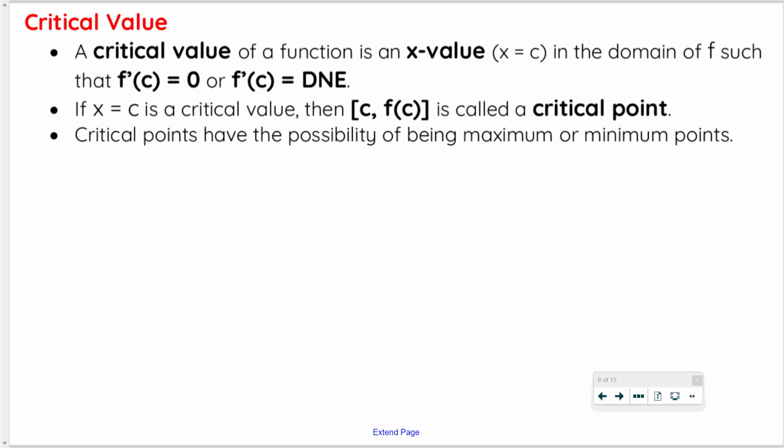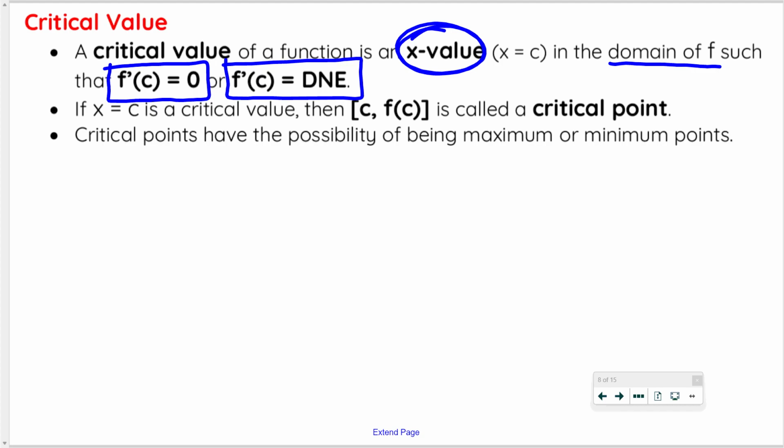Now that we know when it applies, let's look at what we can figure out with it. We can talk about critical values. A critical value, first of all, is an x value. We say x equals c, c for critical value, and it has to be in the domain of f such that the first derivative of the function at that value c is 0, or the first derivative at that c does not exist. If x equals c is a critical value, then we can put that together with the y value, c comma f of c. That is now called a critical point, a point because it has an x and a y. Critical points have the possibility, not the guarantee, of being a max or a min.